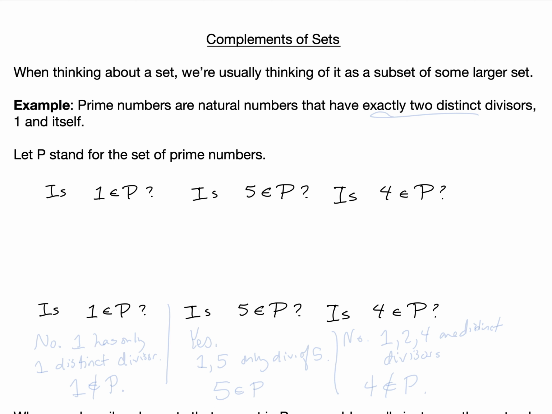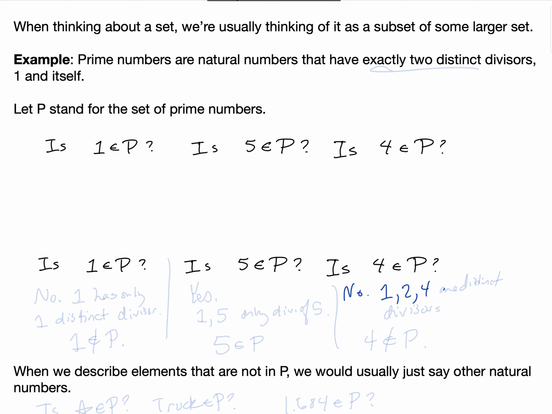before we think about that universal set, let's just ask ourselves, is 1 an element of the prime numbers? Is 5 an element of the prime numbers? And is 4 an element of the prime numbers? So is 4 an element of the prime numbers? No. It has more than two distinct divisors. So 1, 2, and 4 are distinct divisors. So it does not have exactly two distinct divisors, and so that means that 4 is not an element of the prime numbers.